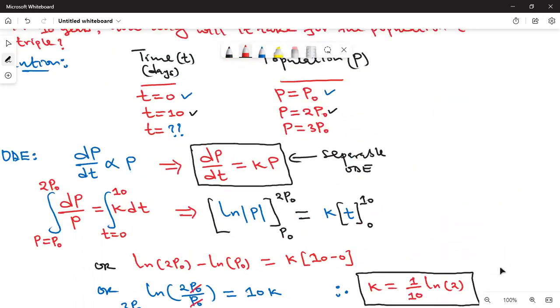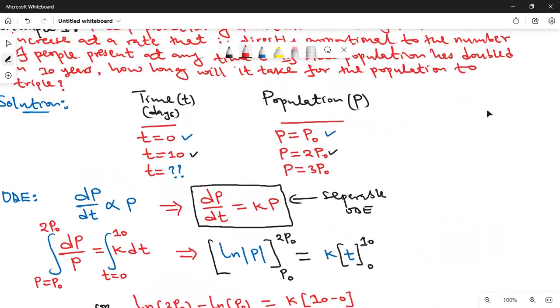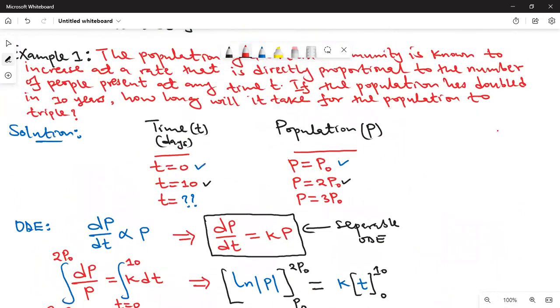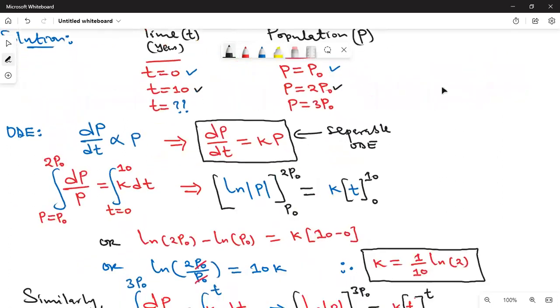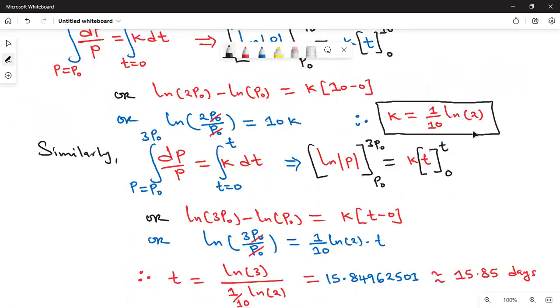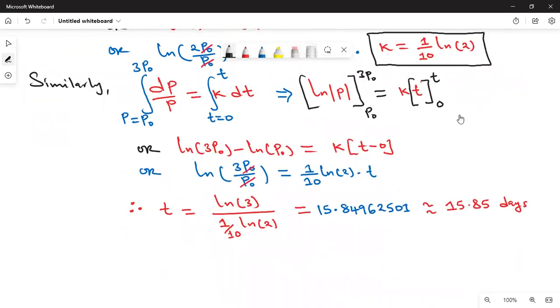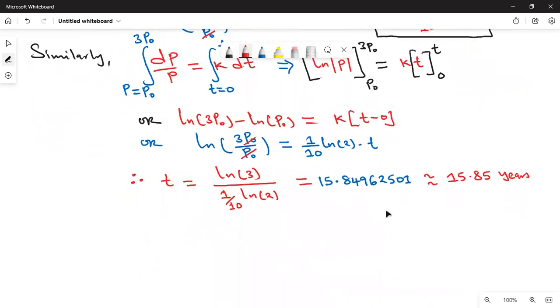Was it days or years? It should be in years, not days. So you can just change here, because it is not possible for a population to triple in just days. So this is supposed to be years, and even the other one is years. So I'll change it. That means after about 15.85 years, the population shall have tripled.